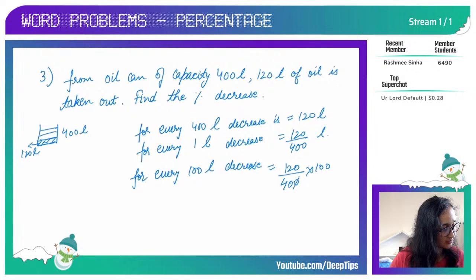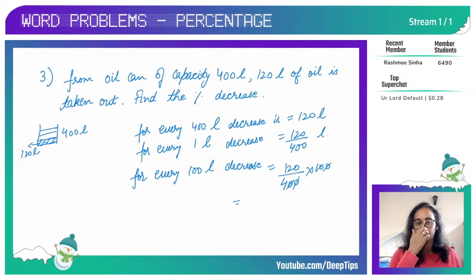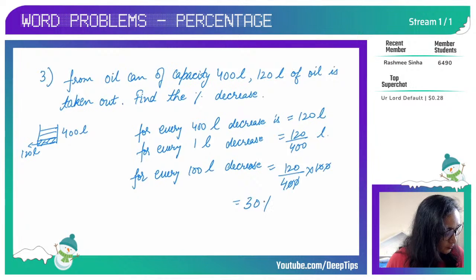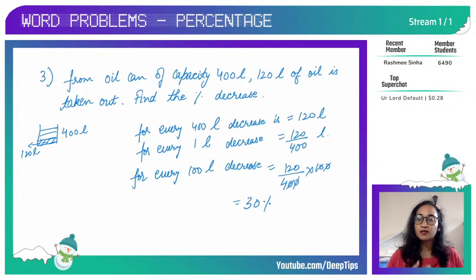So if you cancel this, 120 by 4, we know 4 threes are 12. So directly you can write this is 30% decrease of oil. So the decrease is 30%. So this is how you calculate the percentage decrease when a quantity is taken out from the given can or the basket. I hope you are clear with the concept.